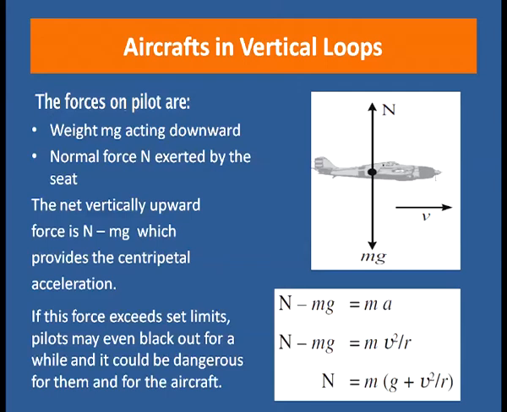So, N minus mg equals ma. So, N minus mg equals mv squared by r, that is the centripetal force. So, we can write N equals mg plus mv squared by r, which is equal to m into bracket g plus v squared by r. So, this is the limit of force for the vertical loop. If this force exceeds the set limits, pilots may even black out for a while, and it could be dangerous for them and for the aircrafts also, because it can cause accidents.